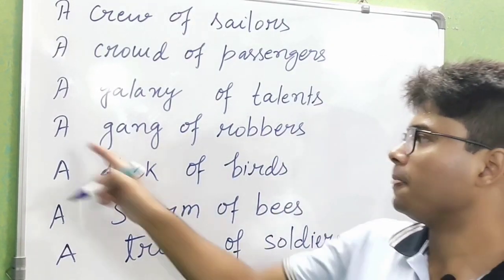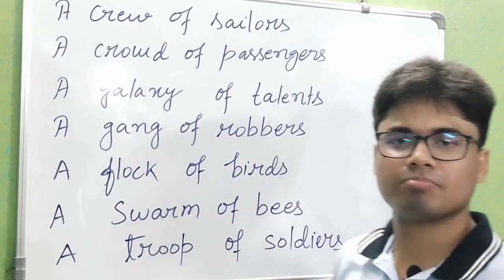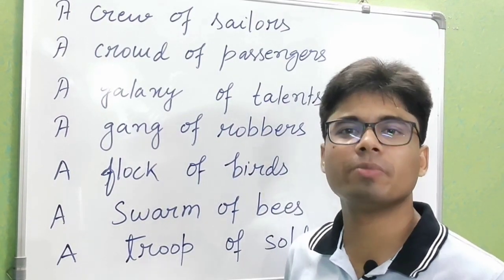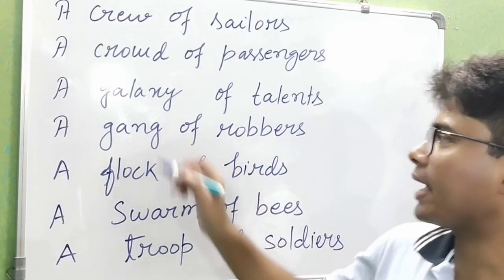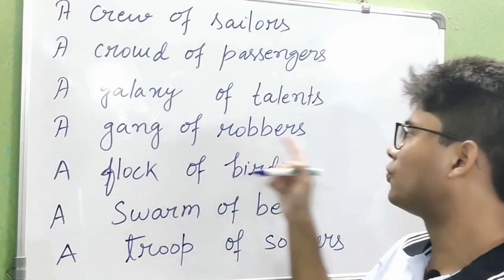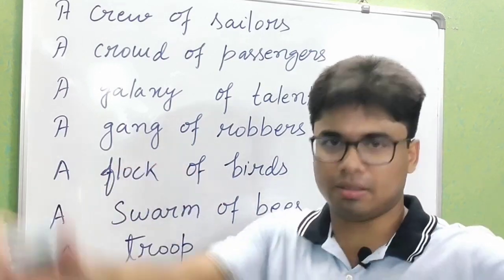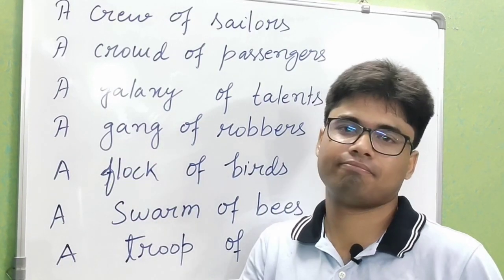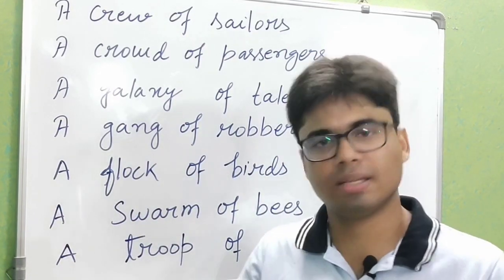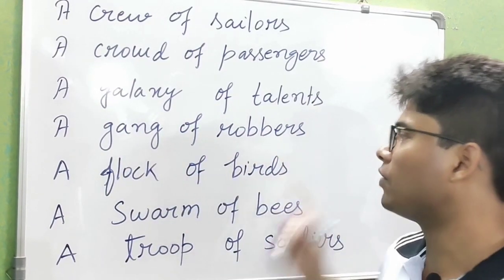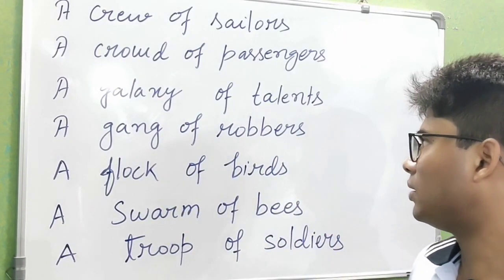Okay. A gang of robbers. What do you mean by a gang of robbers? A gang, you can understand, of robbers. Robbers meaning those who plunder, those who loot the innocent and the others. So, a gang of robbers.